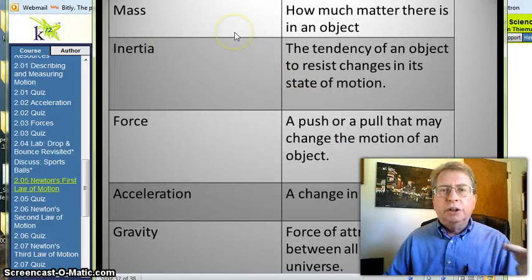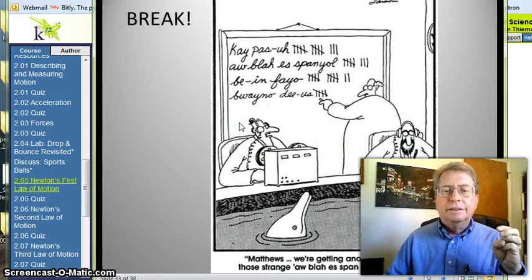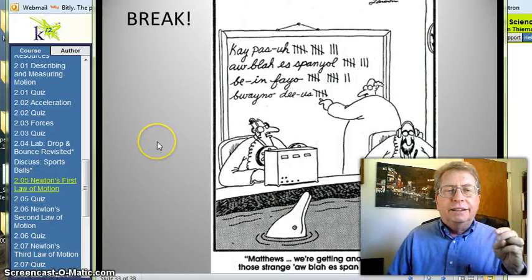Okay, and here's what your notes should look like by now. Pause the video and make sure that your notes match what's on here. All right, this is a Far Side cartoon from back in the 90s, and we're going to change gears here just for a moment.